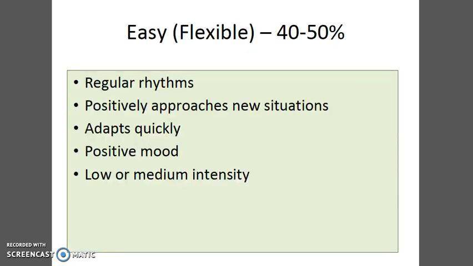Children who fall in the easy temperament category typically account for about 40 to 50%. These children typically have regular rhythms, positive approaches to new situations, they adapt quickly, have a positive mood, and show low or medium intensity of reactions.